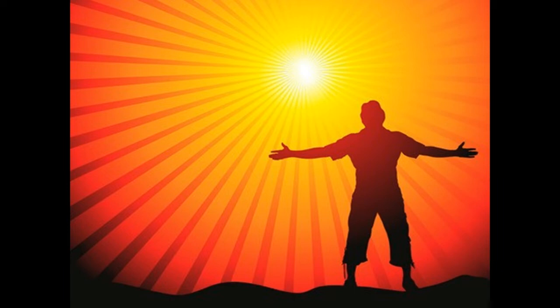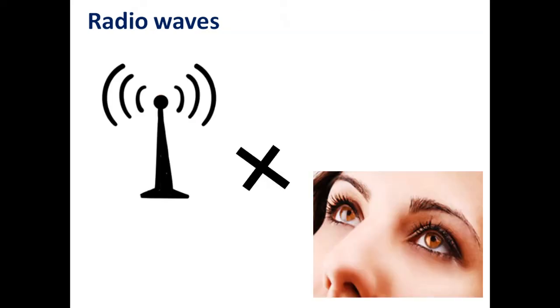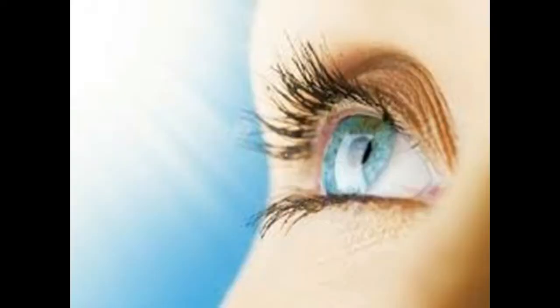Do you know that radio waves are also usually always around us? No, I don't. Okay, they are. Radio waves are also usually very much around us. Really? I did not realize this. Yes, and that is because our eyes cannot detect them. We know easily about light, because our eyes can detect light.